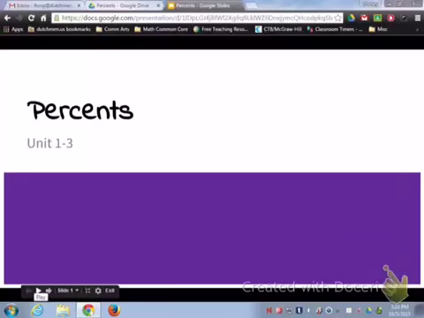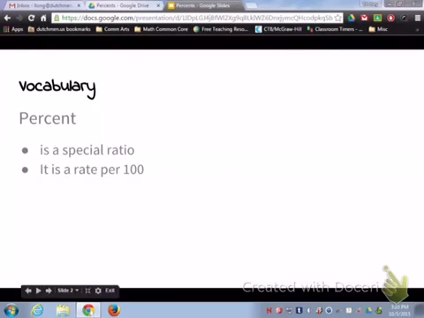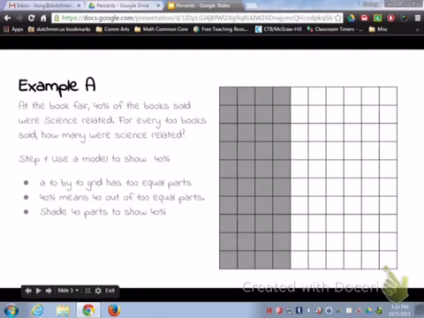Today we're going to talk about percents. Percents are basically just a special ratio. It's a rate per 100. So in our first example, at the book fair, 40% of the books sold were science related. So for every 100 books sold, we want to know how many were science related.